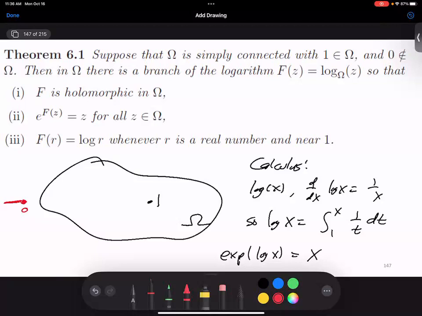Well, because if r gets close to -1, for example, or -5, the logarithm is not defined. The standard logarithm is not defined for that. So just near enough to 1 that we're away from 0, we're away from the branch cut, then everything is going to be well defined in a group.